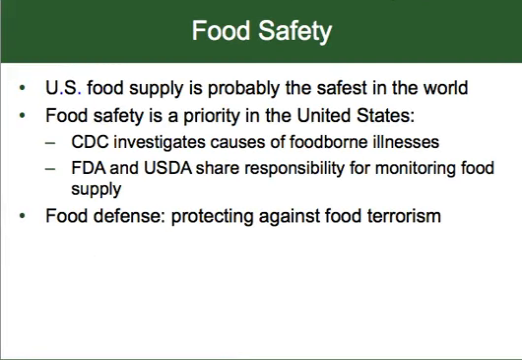Now, the U.S. food supply is probably the safest in the world. And why is this? This is because federal and state regulations require a high level of vigilance at all levels of food production and distribution. So the CDC investigates causes of foodborne illnesses, and then the FDA and the USDA share responsibility for monitoring the food supply. And recently, a new concern has been food defense, and this would be protecting food against terrorism. So, the field of biosecurity aims to keep our food safe from any planned contamination, like that food terrorism.